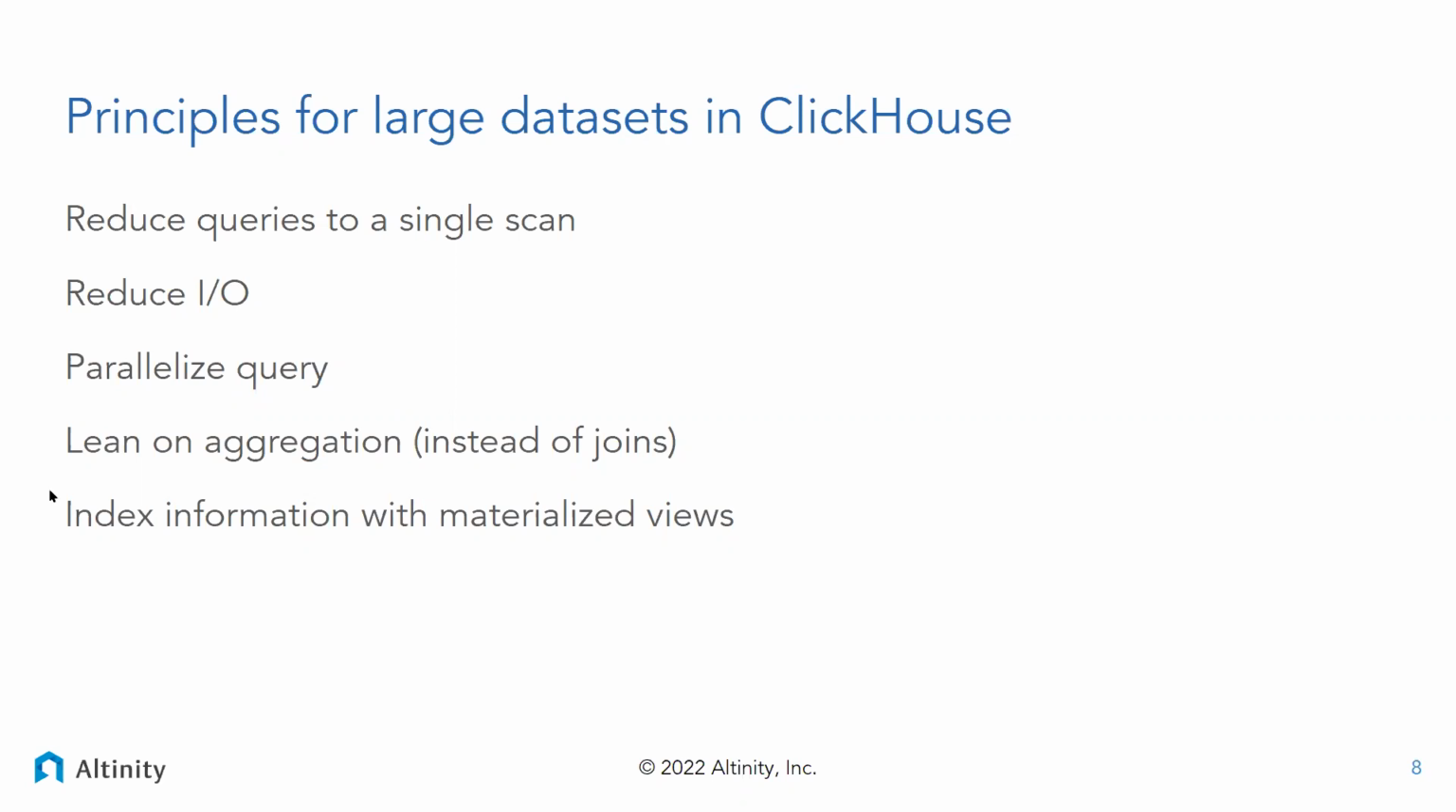Fourth thing we can do is lean on aggregation. This is one of the secret powers of ClickHouse, and we'll show you how to use it in a way that, for example, allows you to avoid doing joins. And then finally, we'll index information using materialized views. I showed you an example in the demo of how I was pre-aggregating, but we can also use materialized views to find interesting events inside the data set. And we'll show you an example of that.